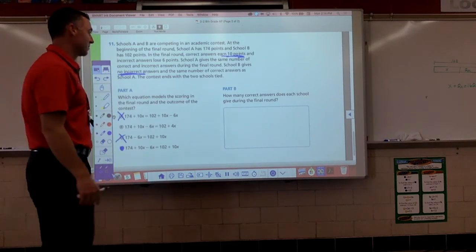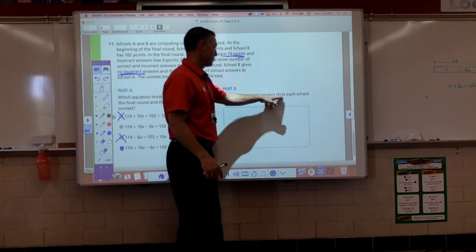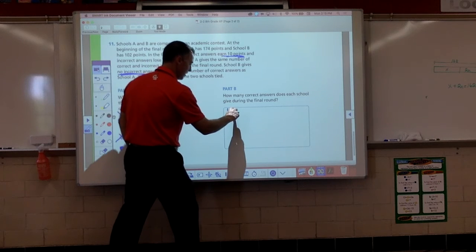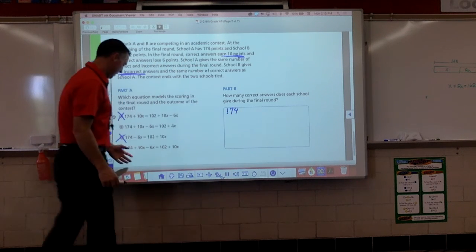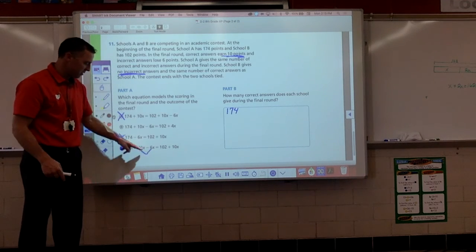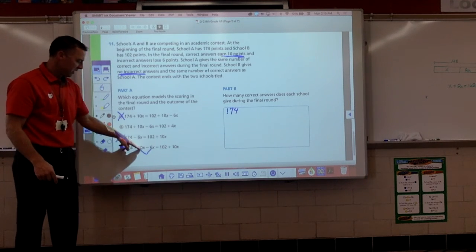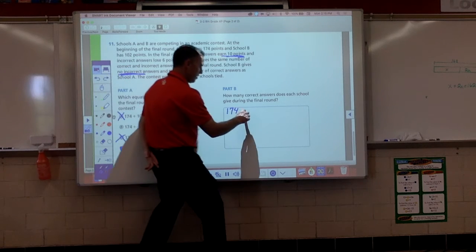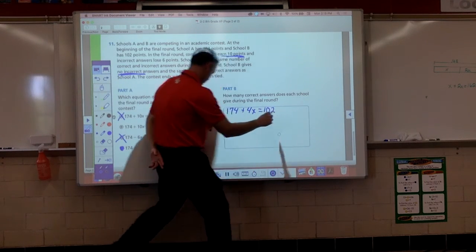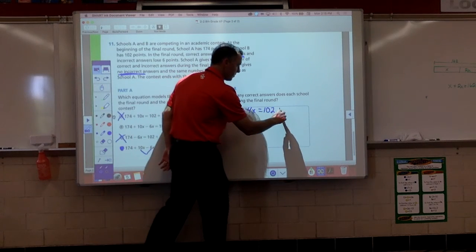I bet on part B we get to figure out how many questions they actually answered. We wanted to solve this equation. How many correct answers does each school give during the final round? Well, folks, we got to take that equation. Let's combine these two terms. 10x minus 6x. Combine like terms, guys. That's going to give you 4x equal to 102 plus 10x.